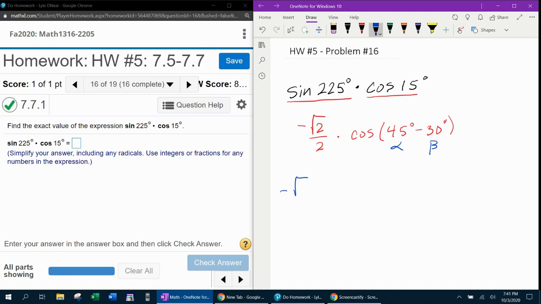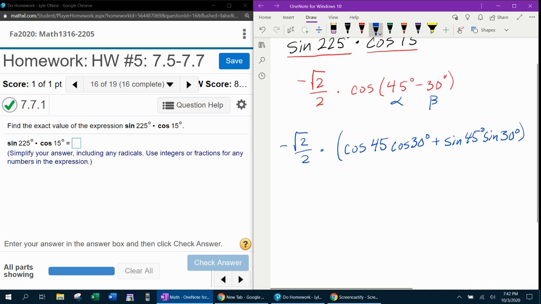So we've got our negative square root of 2 over 2 times, and then for cosine of 45 minus 30, the formula is, and let's use parentheses here, cosine of alpha, cosine of beta, plus sine of alpha, sine of beta. And that's using the cosine of alpha minus beta formula.